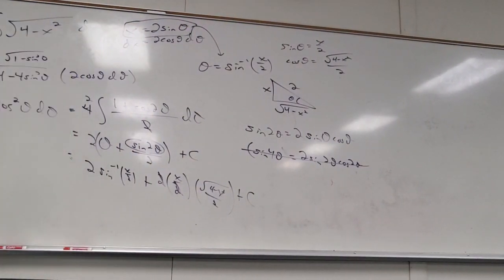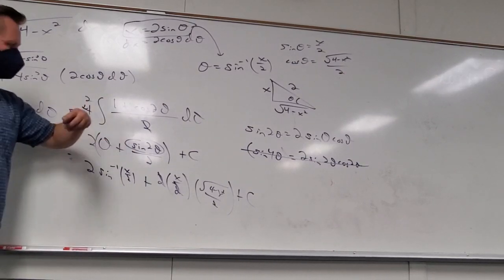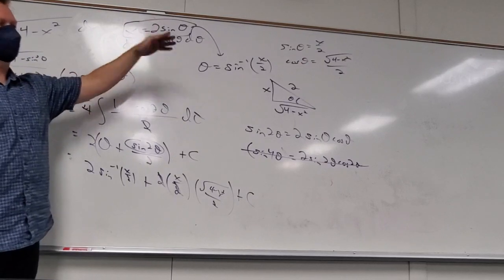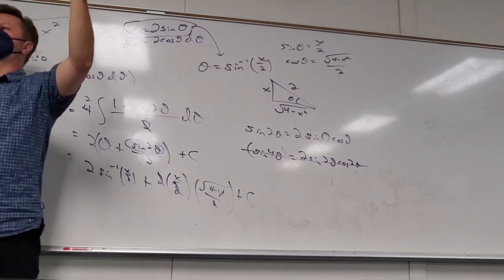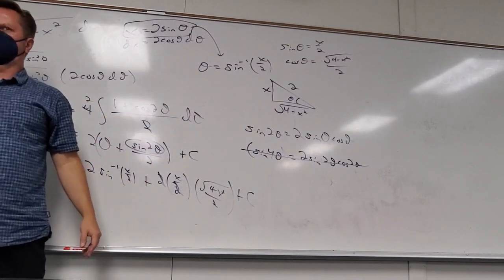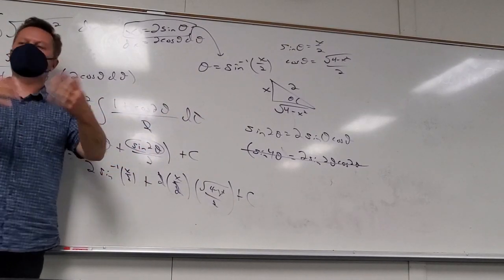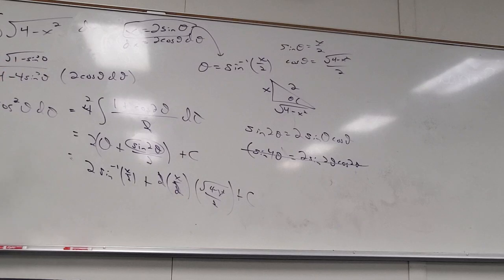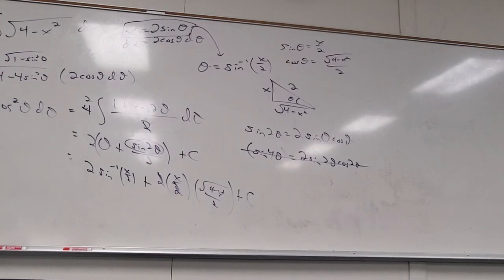There are no questions on that one? Yes? So the only reason you found cosine is just to use it in the double angle? Yes, because I can't get sine 2 theta back to x because I have no information about the angle 2 theta. I only have information about the angle theta. So if it said cosine 2 theta, you would have had to use one of those identities to get it back to theta.